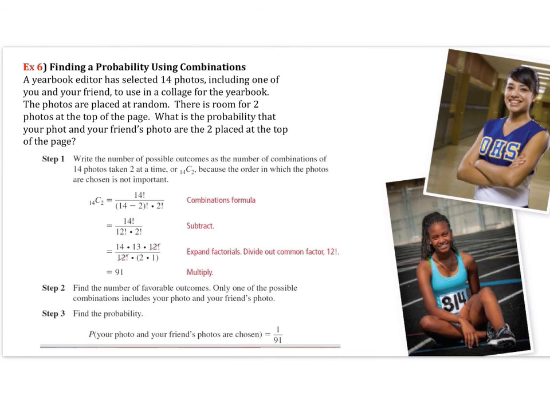Step 2. Find the number of favorable outcomes. Only one of the possible combinations includes your photo and your friend's photo. And then find the probability. So you want the probability that your photo and your friend's photo are chosen. So that's a 1 in 91 chance.